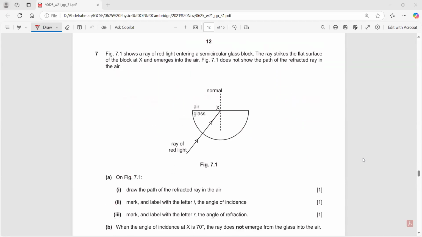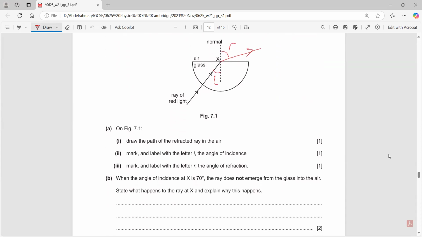Question 7. You have the ray of red light. Draw the path of the refracted ray into air as it refracts into air. So I'll just draw a ray with an angle greater than the angle of incidence. This is the angle of incidence, and this is the angle of refraction. It needs to be clear that the angle of refraction is greater than the angle of incidence. Okay, 3 very easy marks.